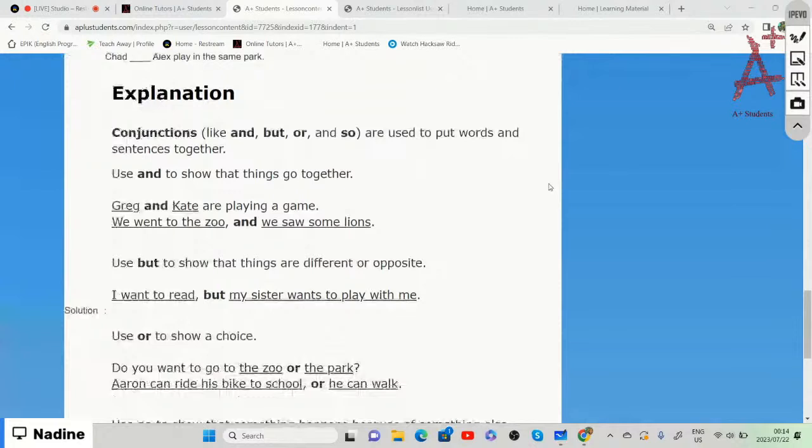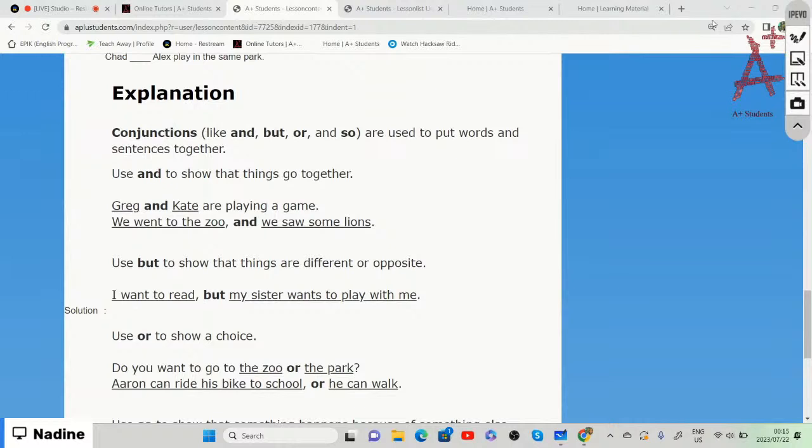Once again, before we continue, we see the conjunction. We use words like and, but, or, and so. It is used to put words or sentences together. So that is a conjunction. The words that we have are and, but, or, so. Conjunctions either join words, phrases, or sentences, putting them together.